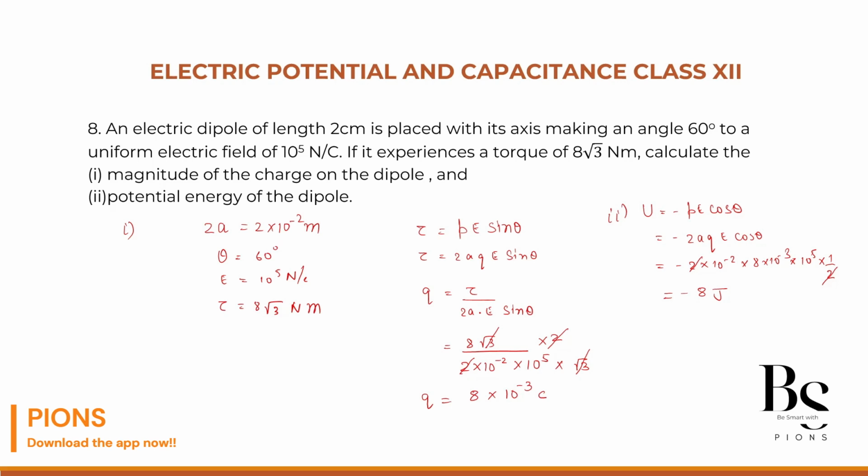Be very careful. The formula for torque is PE sine theta. Potential energy is minus PE cos theta. Okay, such a small difference.